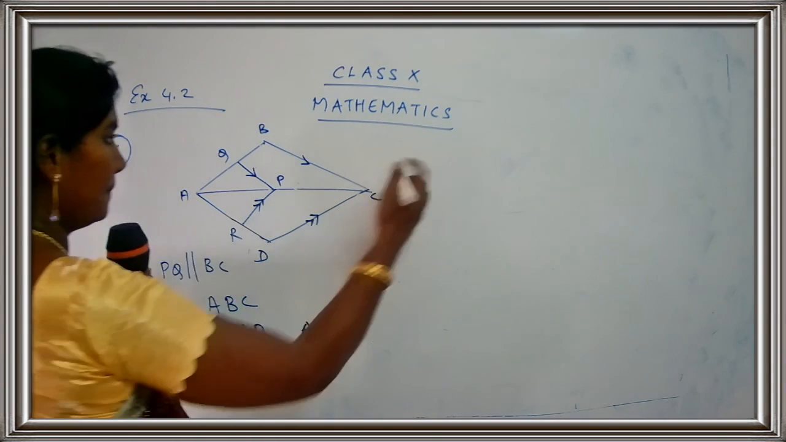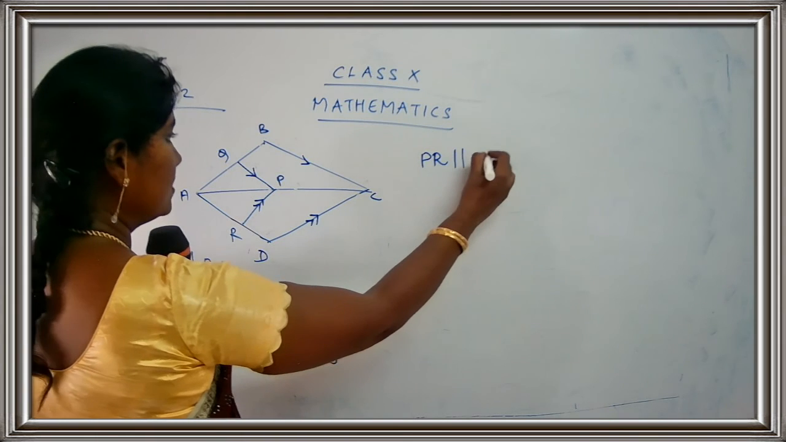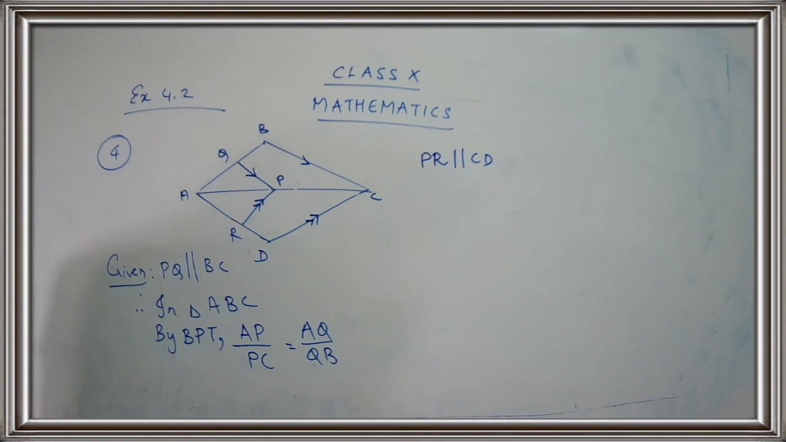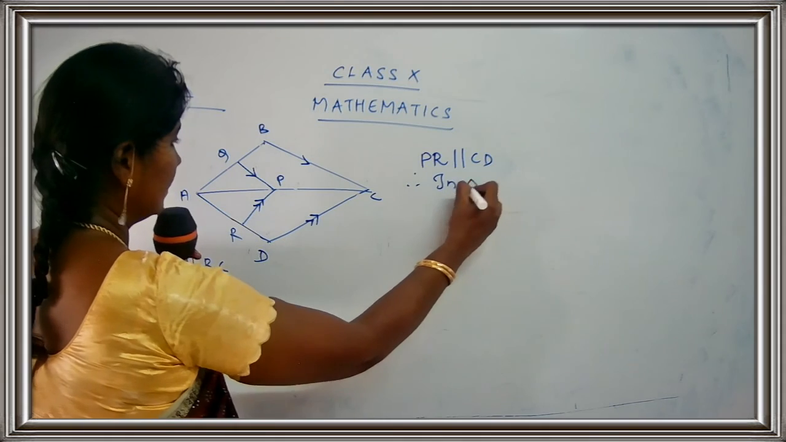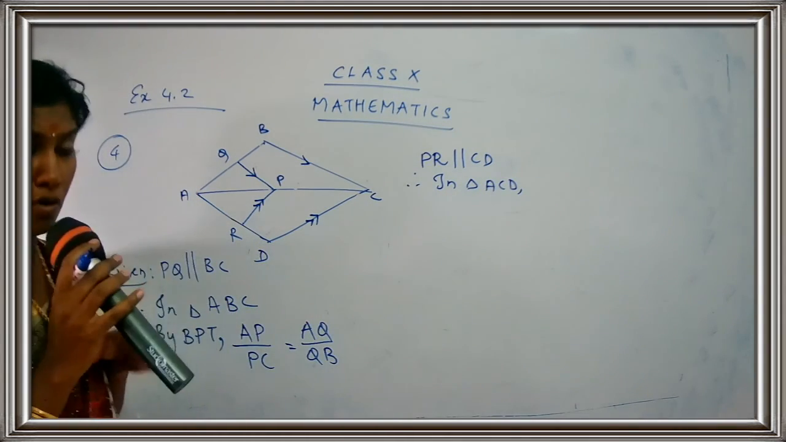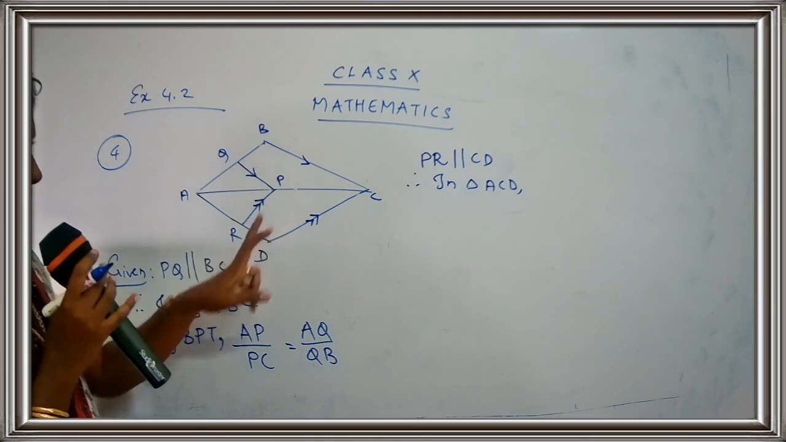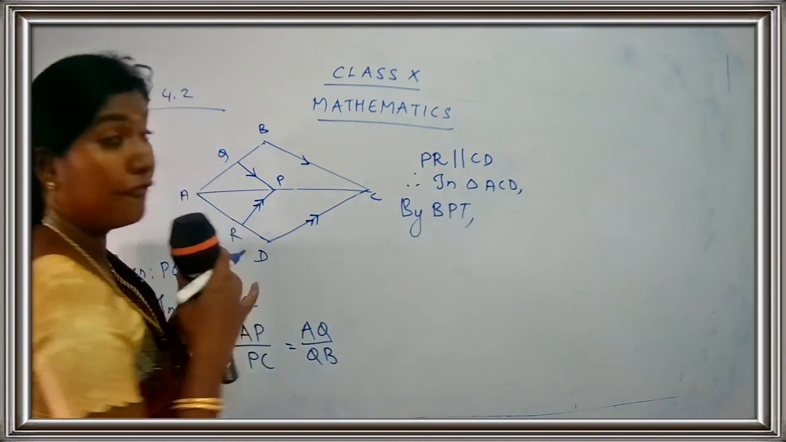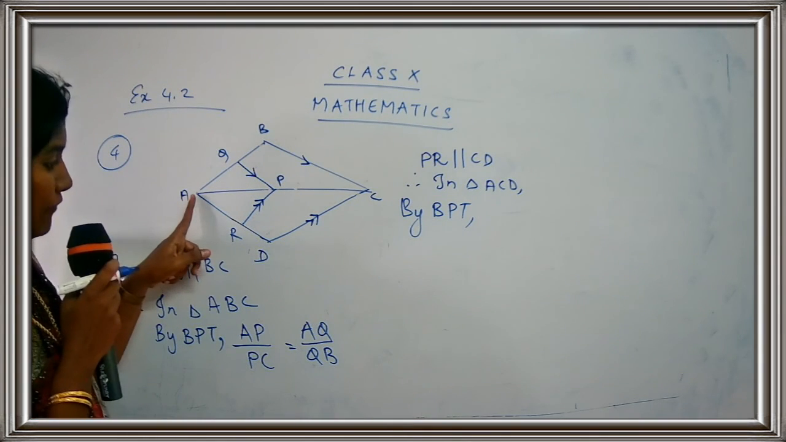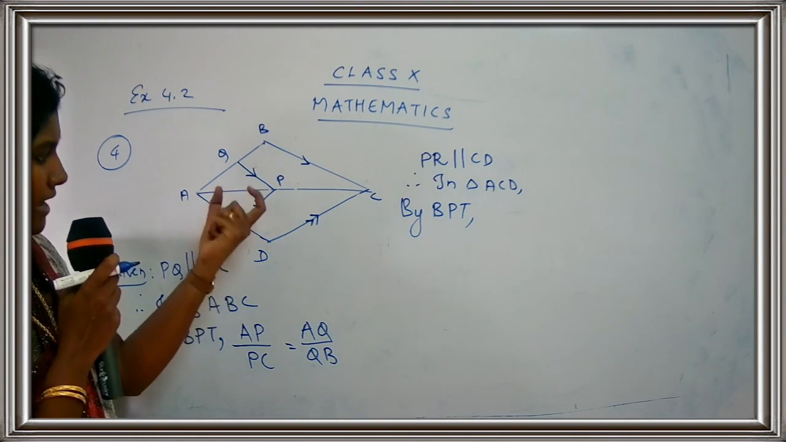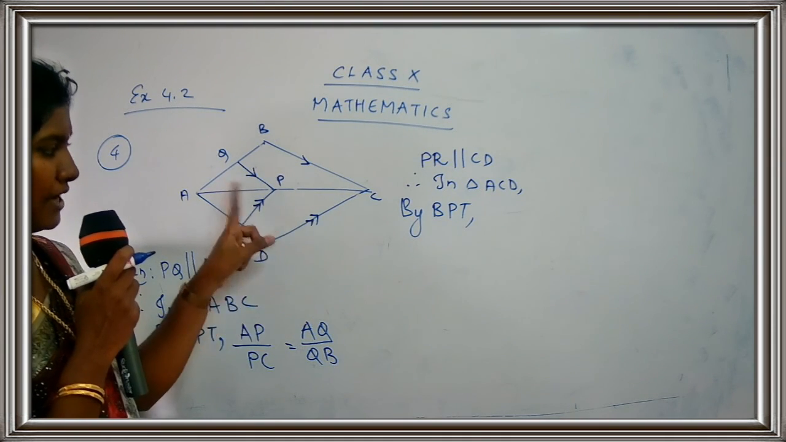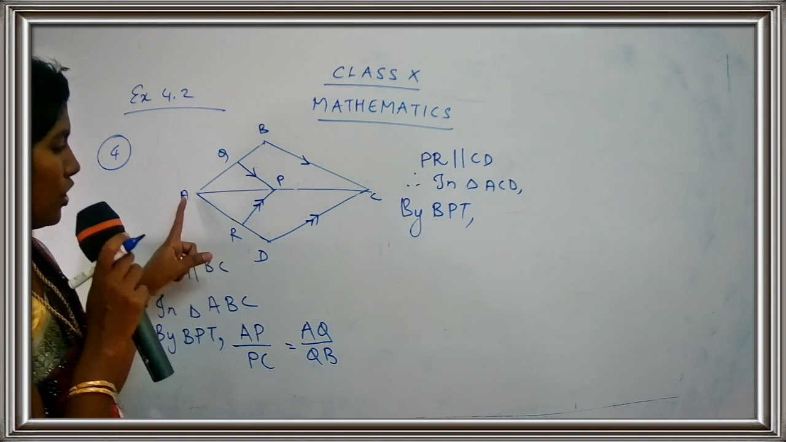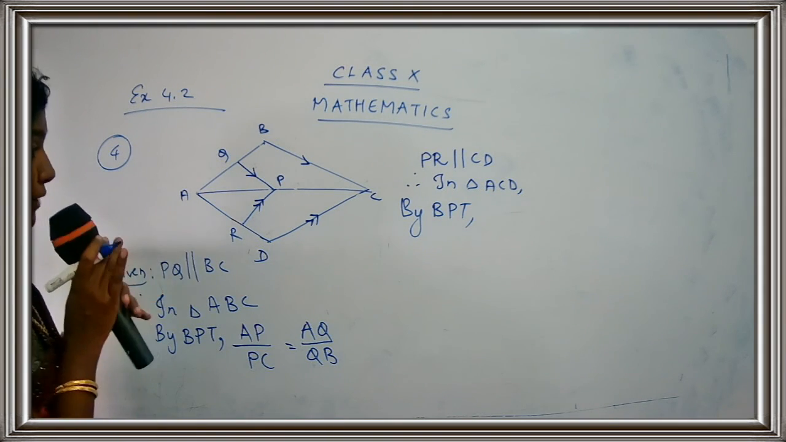So now write down here, PR is parallel to CD. Therefore, in triangle ACD, by BPT, what do I get? Where are you going to start? Be careful, children. For A, if I start from AC, I have a ratio part here. But for C, I don't have a ratio, and for D also, I don't have a ratio. So you are going to start from A. So what do you get here?